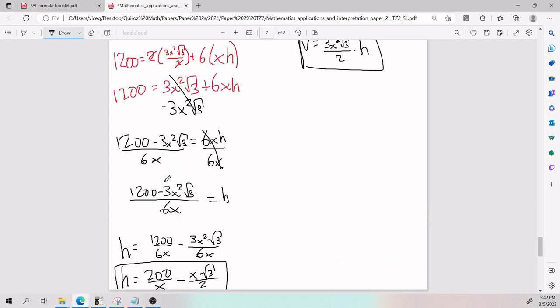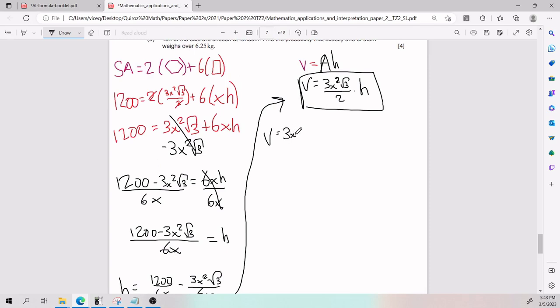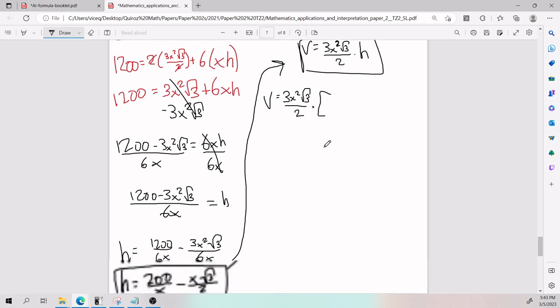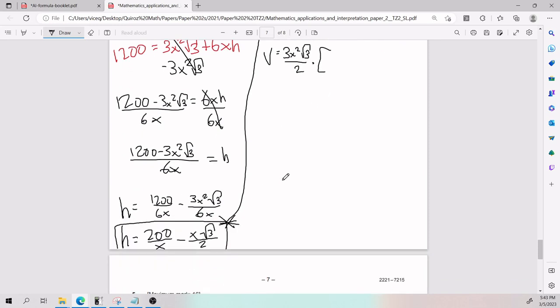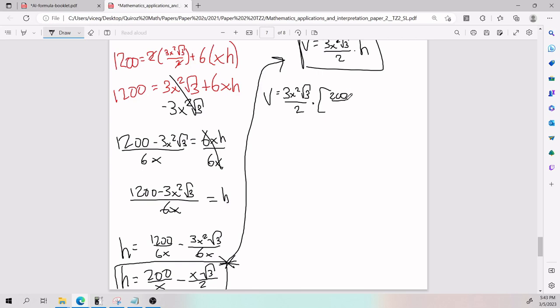Alright, so as I said, now that we have the height, we're gonna go ahead and plug it into the volume. So volume equals, well, the same thing I had before, 3x squared times square root of 3 divided by 2 times h. So all of what I'm plugging in now is h, this guy here, see? It's gonna be 200 divided by x minus x square root of 3 divided by 2. Alright, so that right there is h. See? All of this. So since we're multiplying these two terms, right, I can go ahead and distribute. So this times this, and this times this.